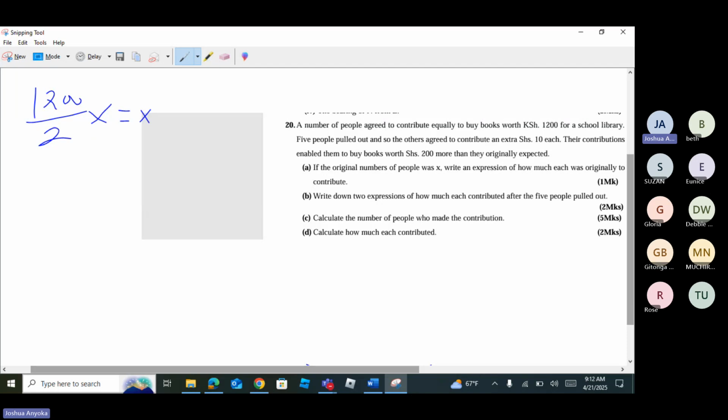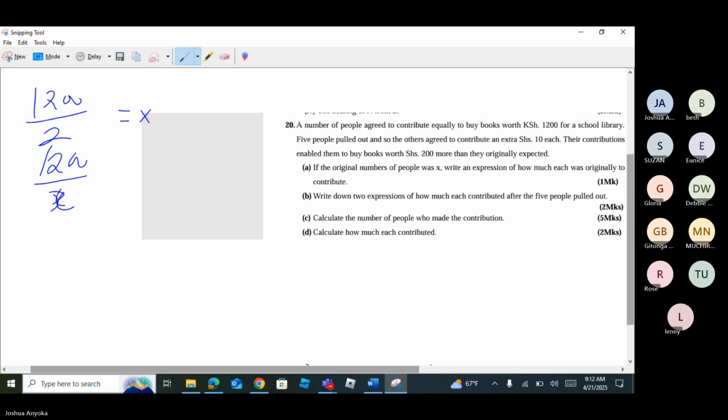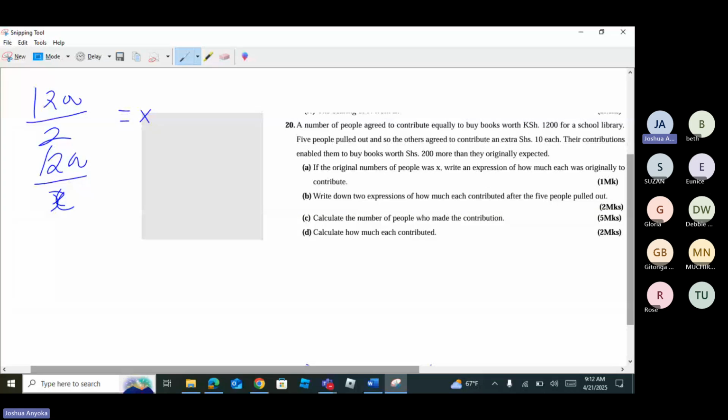Another person to make a trial. 12,000 over X. 12,000 over X. Anybody wants something different from the 2? Okay. Silence means we don't have. Let us address this one. Let us justify and see which one is properly answered.